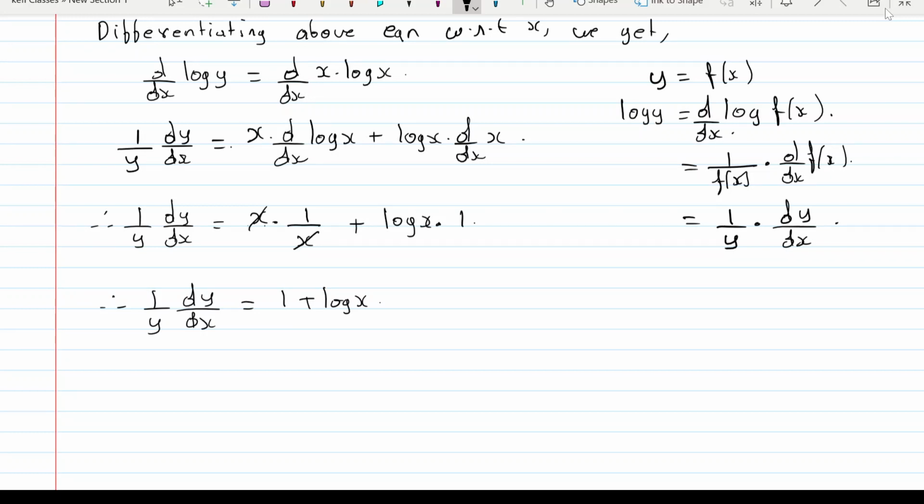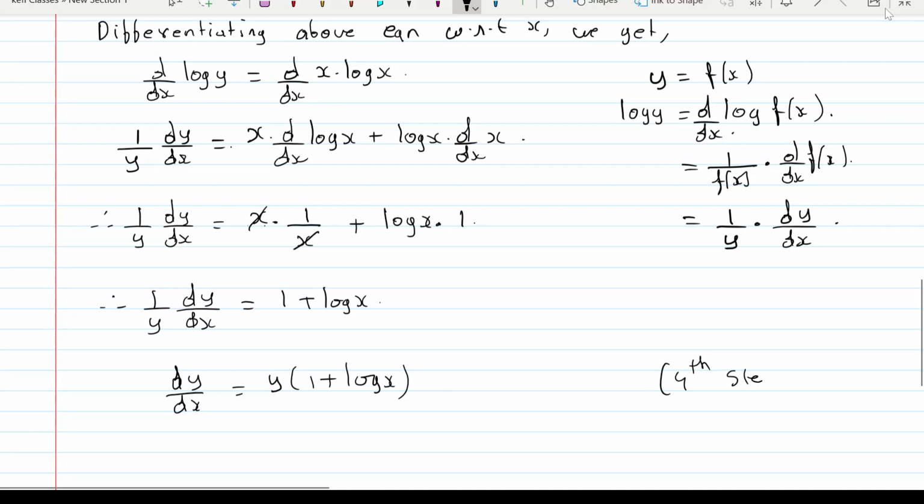ये तुम्हारा third step हो गया. That is, you find log y, you take log on both the sides. That's the first step. Then you use the laws of logarithms. That is second step. And then you solve the derivative part. That's the third step. In the fourth step, take y on the right hand side. So dy by dx is equal to y into 1 plus log x. That's the fourth step. Okay.